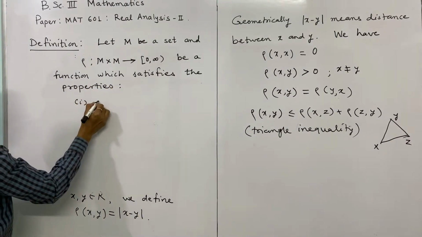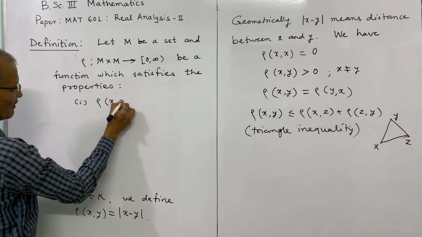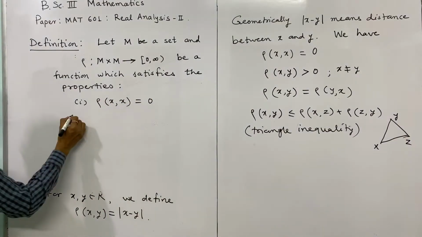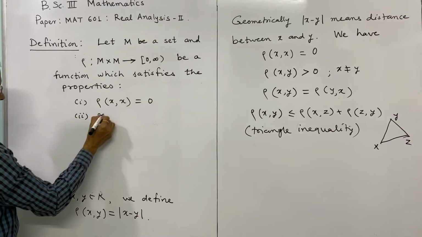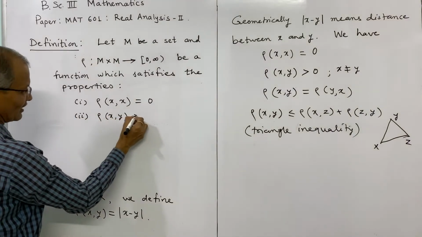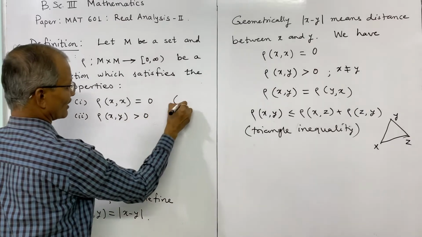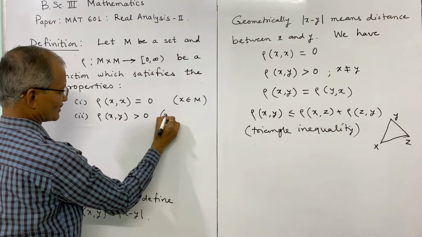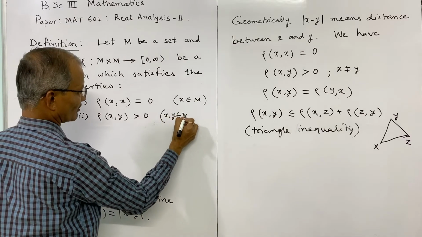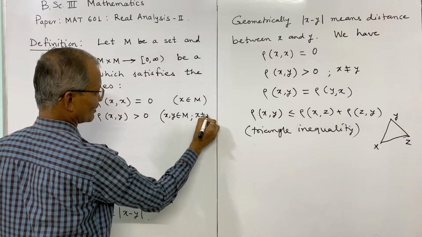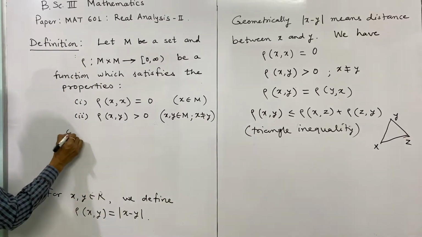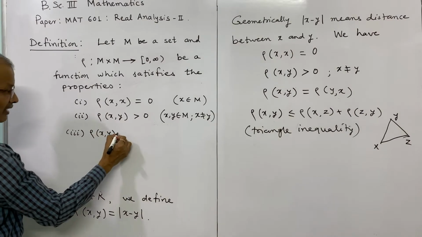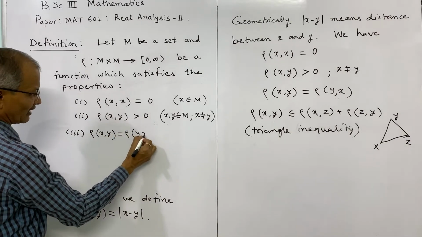First is rho of x and x is 0. Second, rho of x and y is greater than 0. Here x and y both belong to M, and x is not equal to y. Third is rho of x and y is equal to rho of y and x, where x, y belong to M.